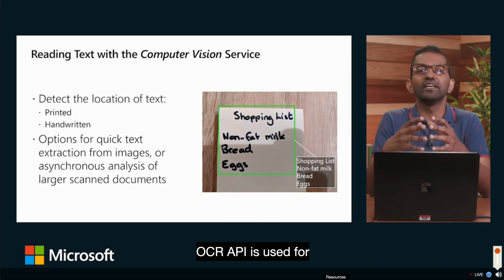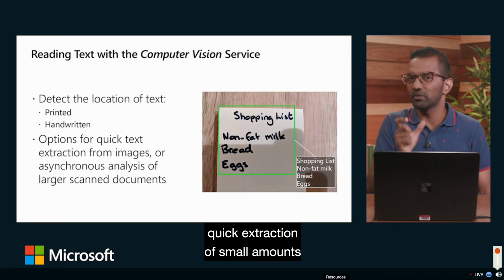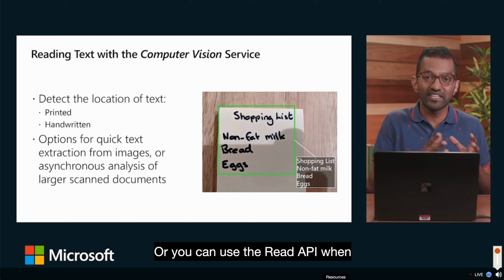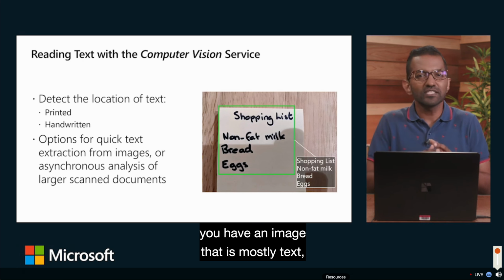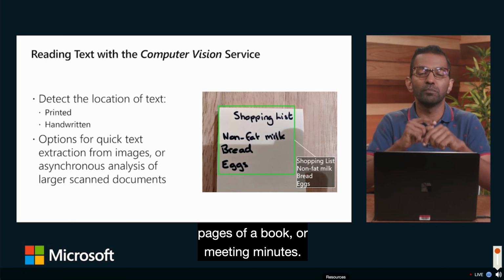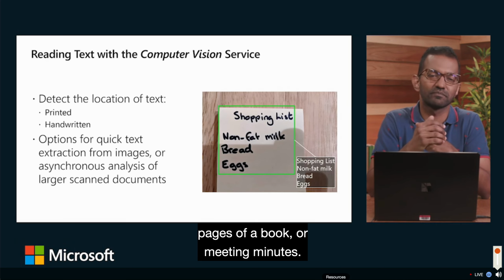OCR API is used for quick extraction of small amounts of text. It is pretty immediate. Or you can use the Read API when you have an image that is mostly text. Things like documents or pages of a book or meeting minutes.